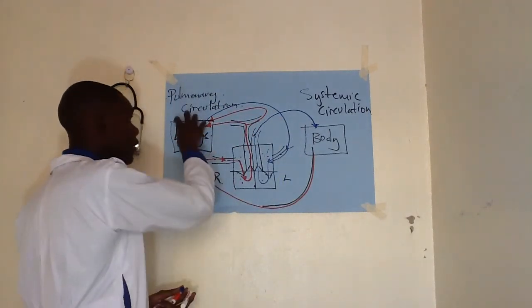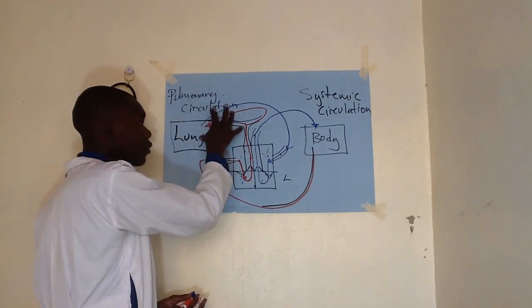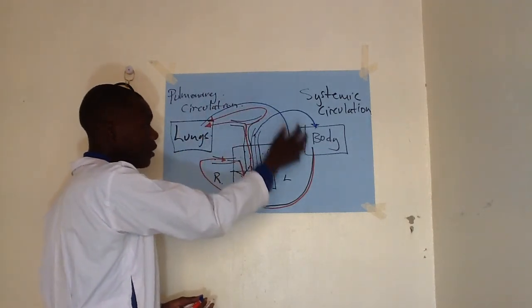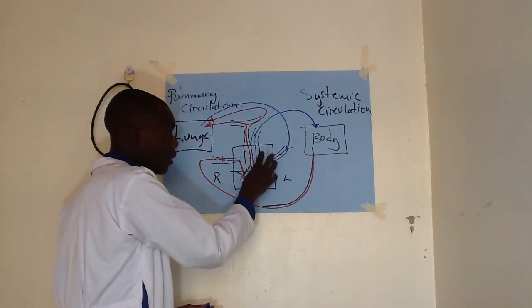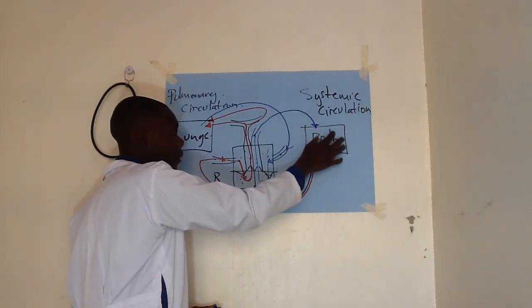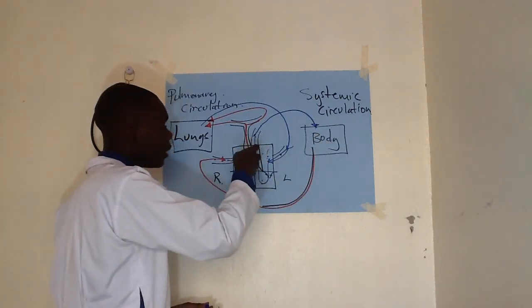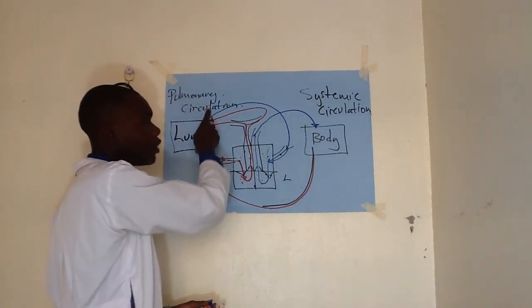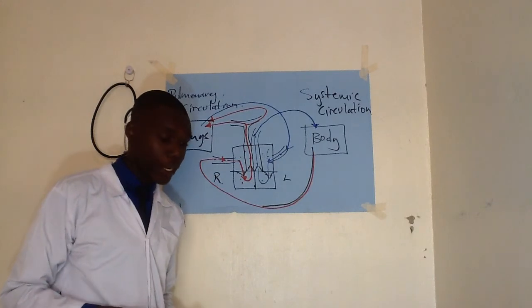Pulmonary circulation is the oxygenation of deoxygenated blood, which returns to the heart. Systemic circulation takes the oxygenated blood back to the body, where it becomes deoxygenated and comes back to the heart, so that it undergoes pulmonary circulation again to pick up oxygen again.